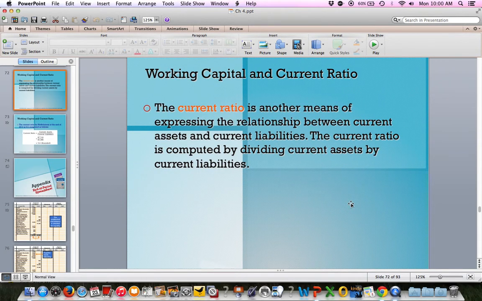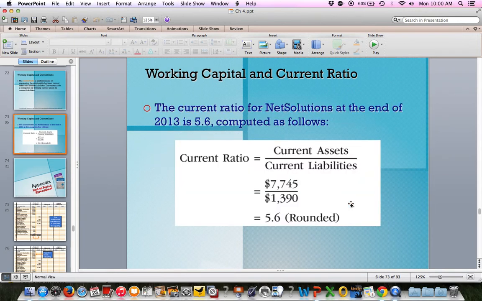And so when I turn that into a ratio, I'm expressing 2 numbers as one number. It's a very easy ratio to compute. Simply current assets divided by current liabilities, and I get the number here, 5.6, which is really high. I've seen other accounting books that say a ballpark for a good number is 1.5, and this one's really high. One way to think about that 5.6 is for every dollar of current liability, we've got $5.60 of current assets.